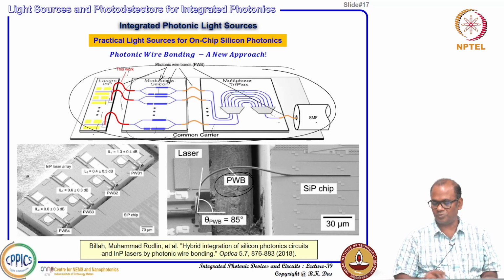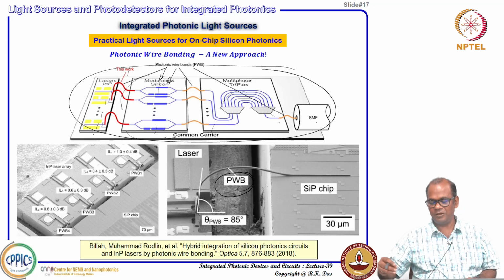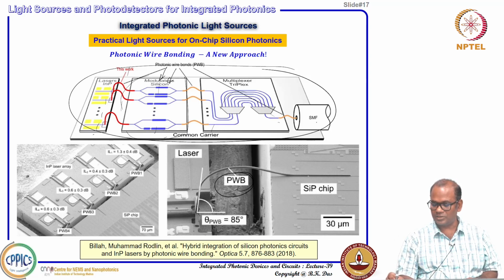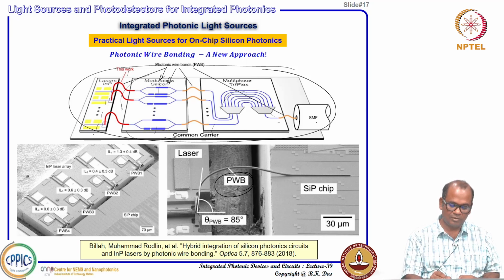Nowadays computer programming is so fast that you can precisely control your focused beam and then bond. You see this is how nicely the polymer waveguide is bonded into the silicon photonics chip. And you see the angle is precisely controlled at 85 degrees, and they have fabricated two different chips where lasers are there, and this is the photonics chip, and they bond maybe 1, 2, 3, 4 different chips here.